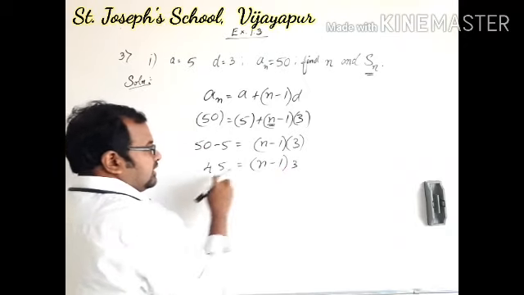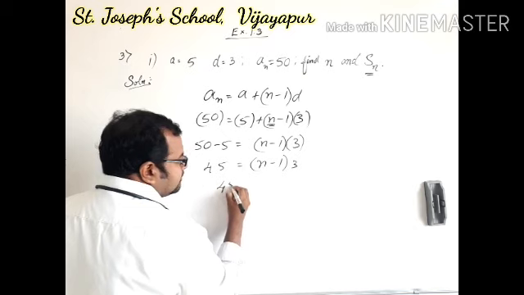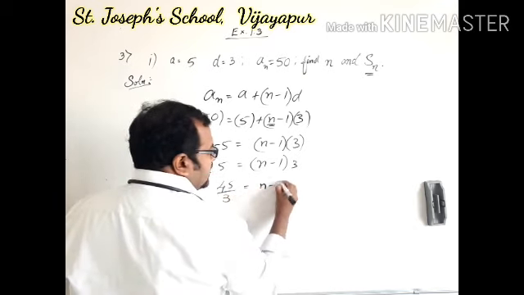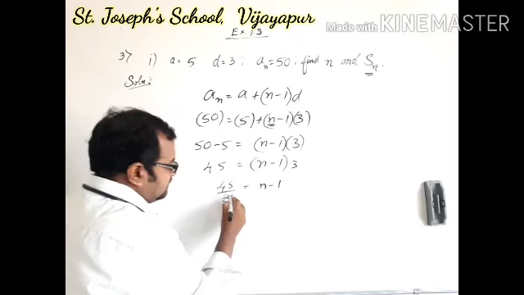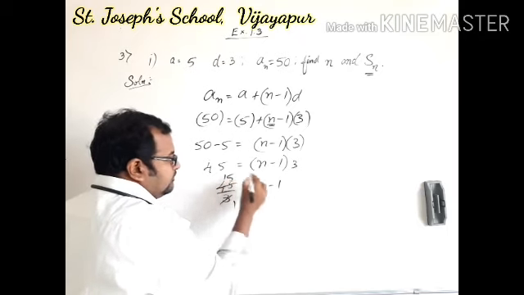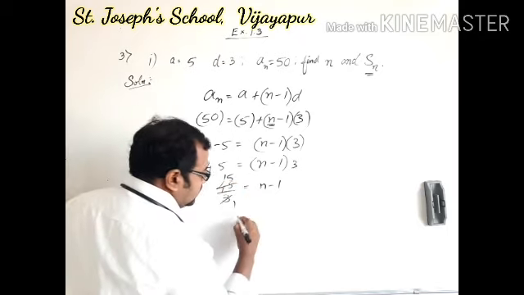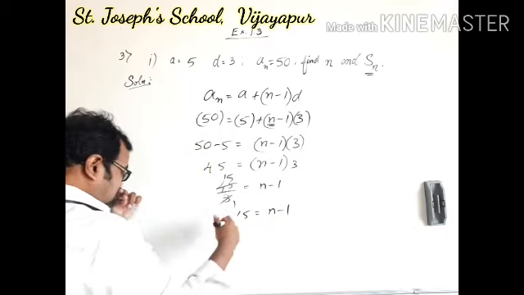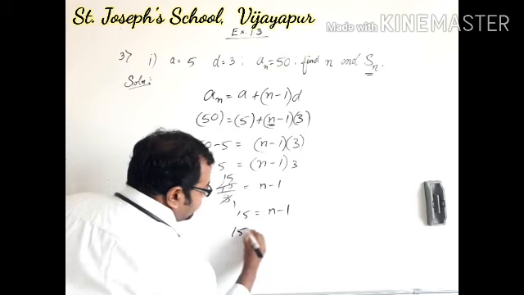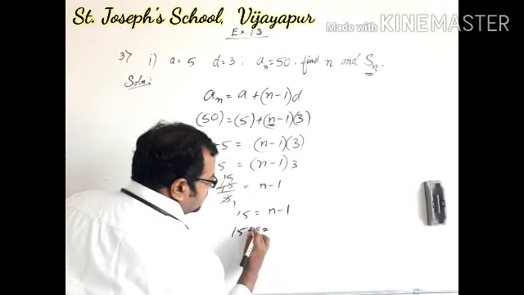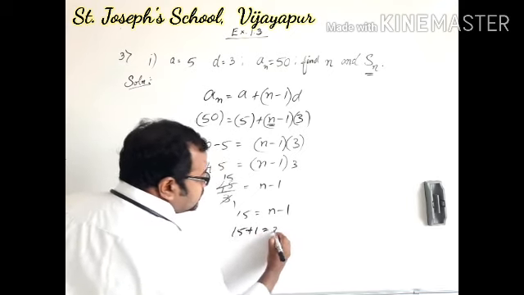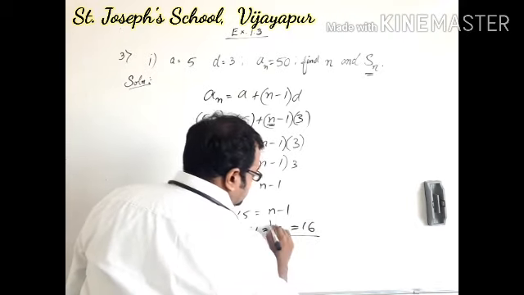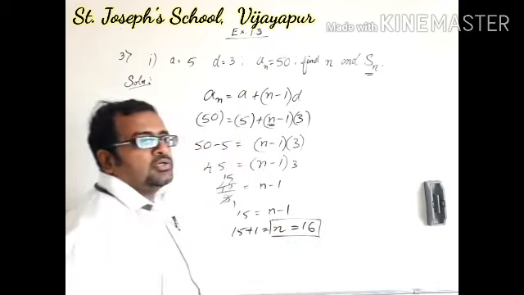See, the 3 that is multiplied comes to the other side, becomes 45 by 3, which is equal to n minus 1. 45 by 3, let us simplify that. It becomes 15. So 15 is equal to n minus 1. Minus 1 comes to the other side, becomes plus 1. So 15 plus 1 is equal to n. So the n value is 16. So the first part of the question is over.